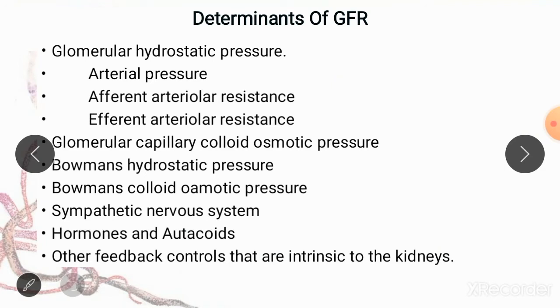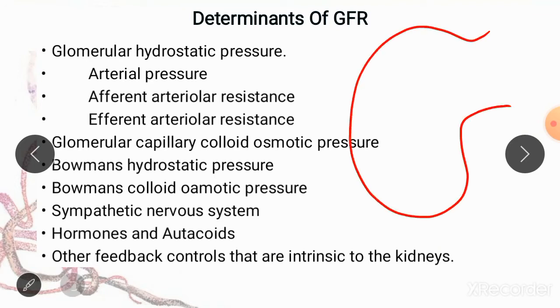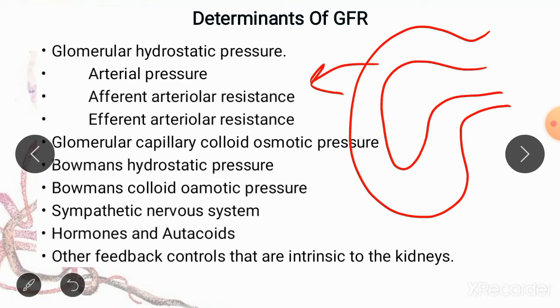First of all, the most important factor is the glomerular hydrostatic pressure, and it is the pressure of the blood or fluid within the glomerular capillaries, and it is an outward force of around 60 millimeters of mercury, and it depends upon your blood pressure, which is your arterial pressure. It also depends upon your afferent and efferent arteriolar resistances. So it is very obvious that if the afferent arteriole is dilated, more blood is going to come within the glomerulus and more filtration is going to take place.